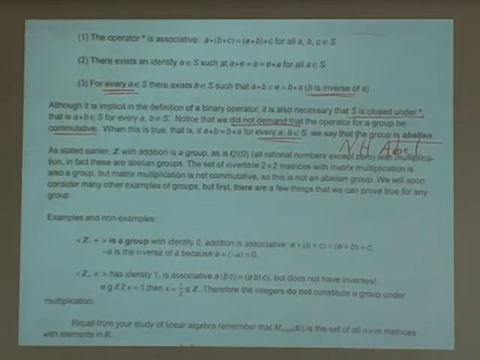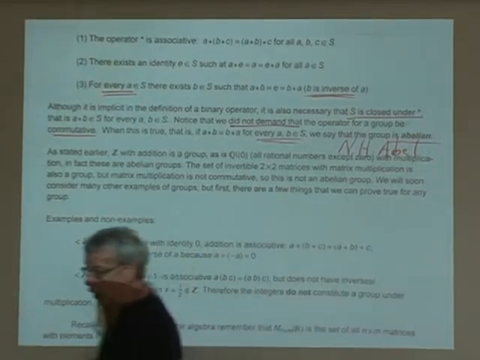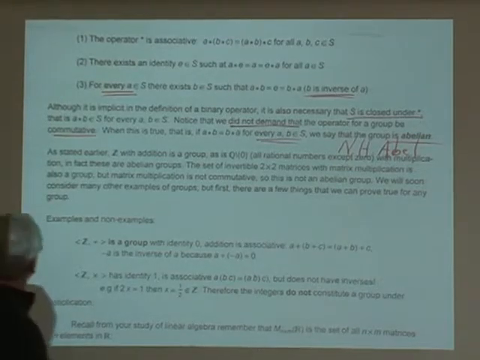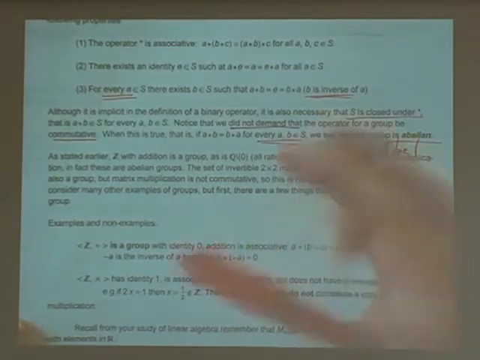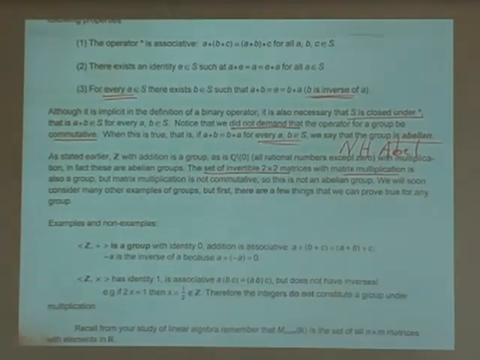As stated before, Z is a group. The integers are a group with addition. Q with 0 taken away is a group under multiplication. In fact, those are both abelian groups. And the set of invertible 2x2 matrices with matrix multiplication is a group, but it's not commutative. So the general linear group is a non-commutative, non-abelian group.